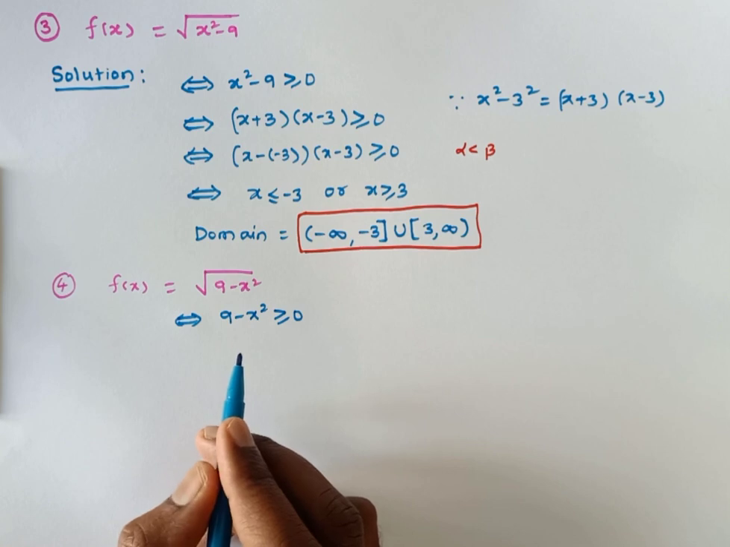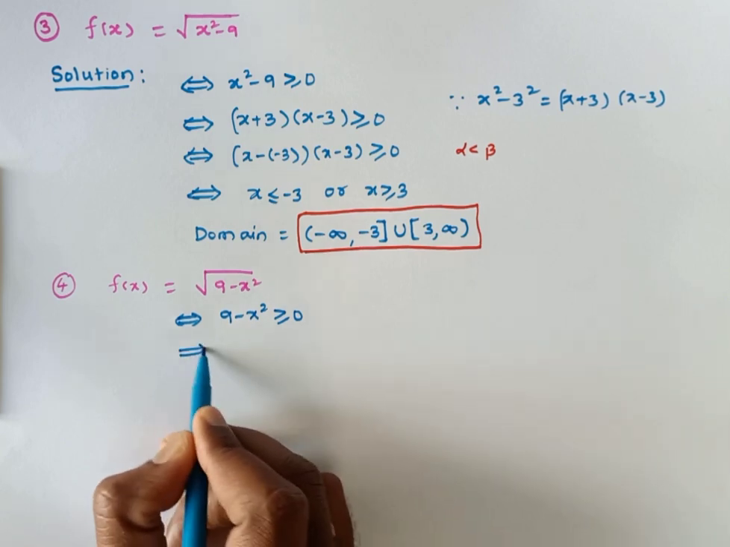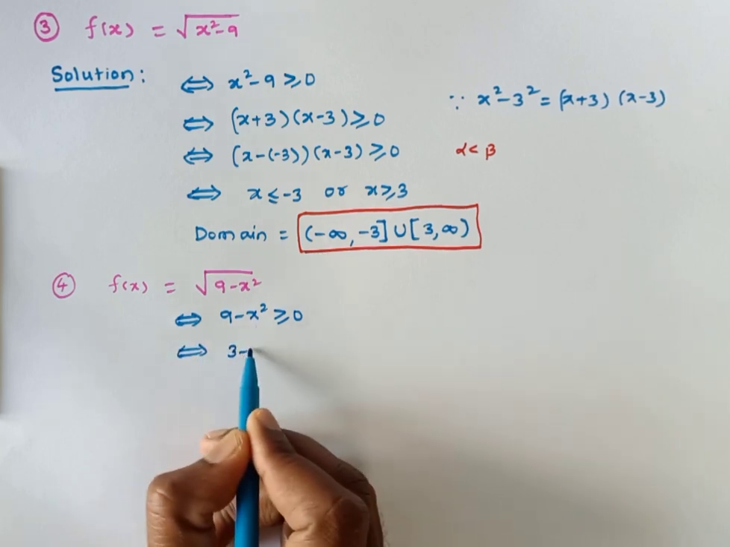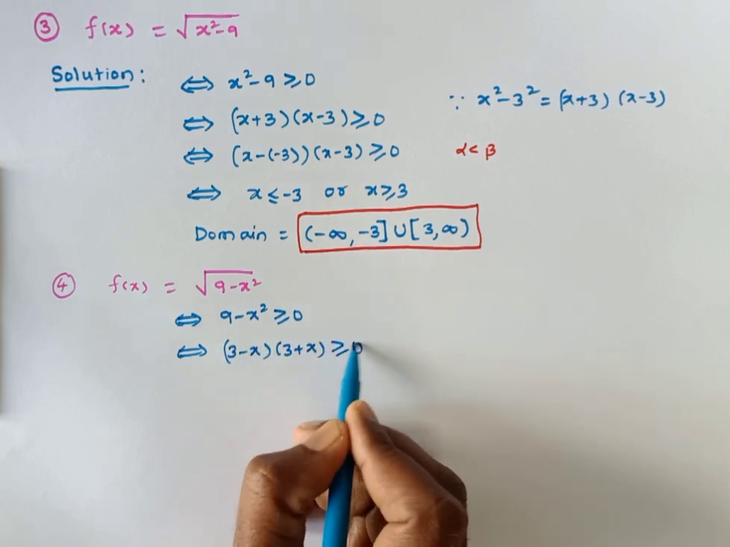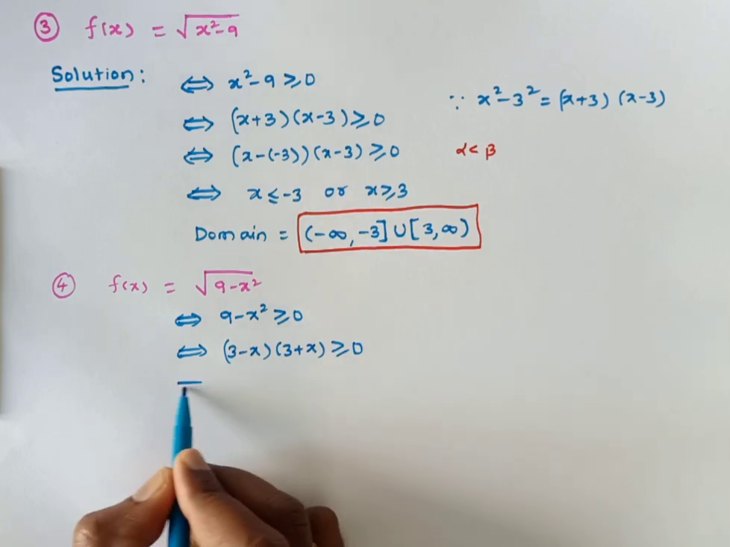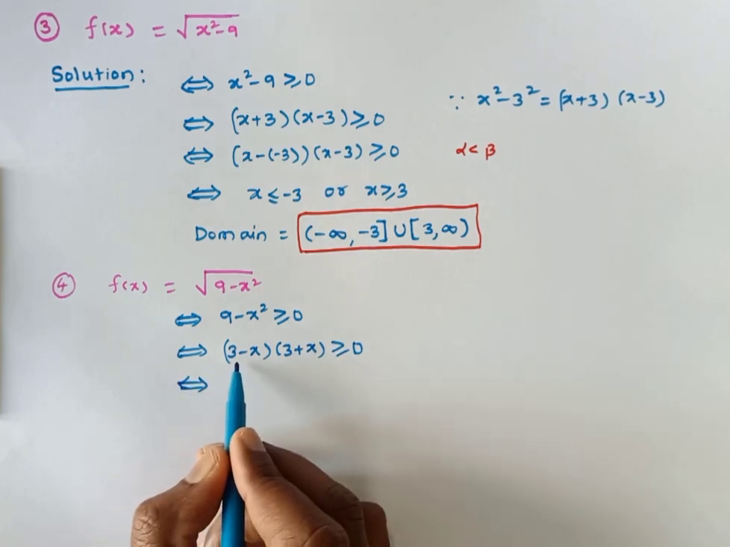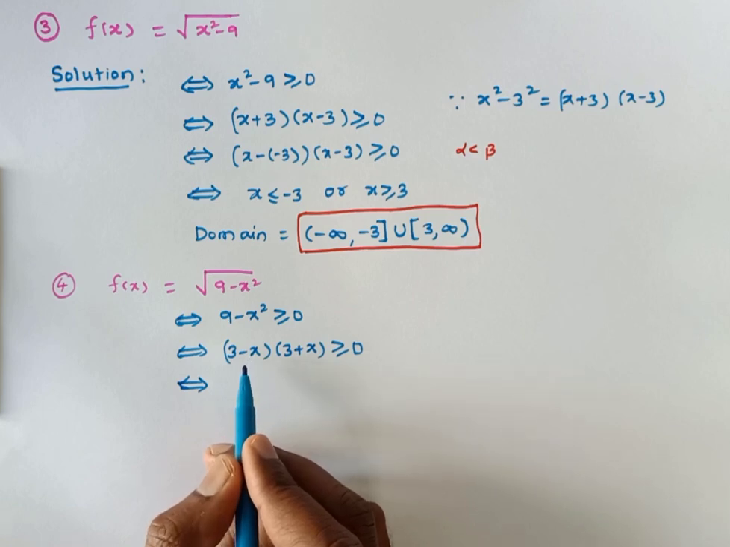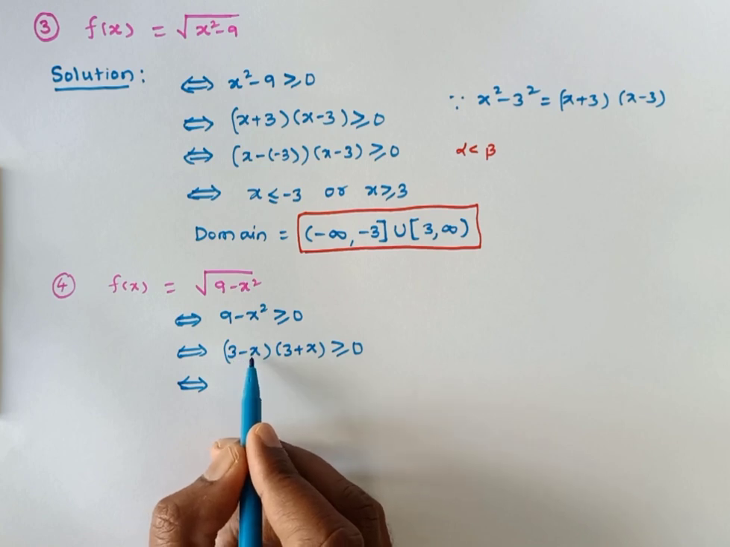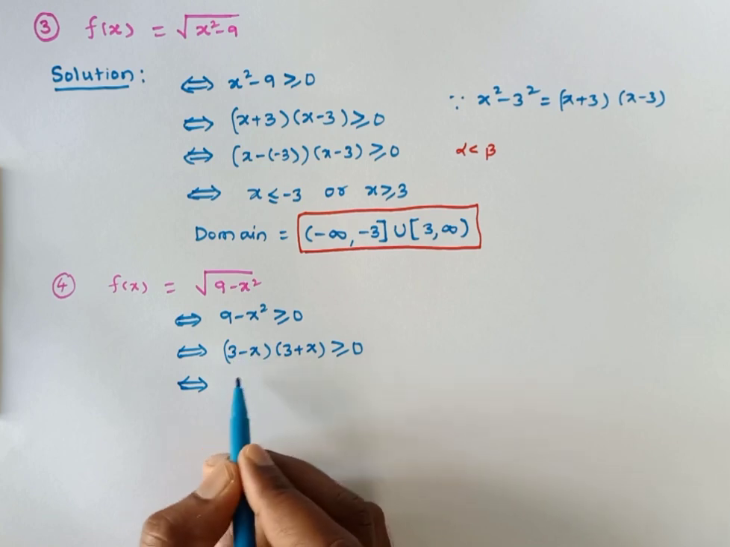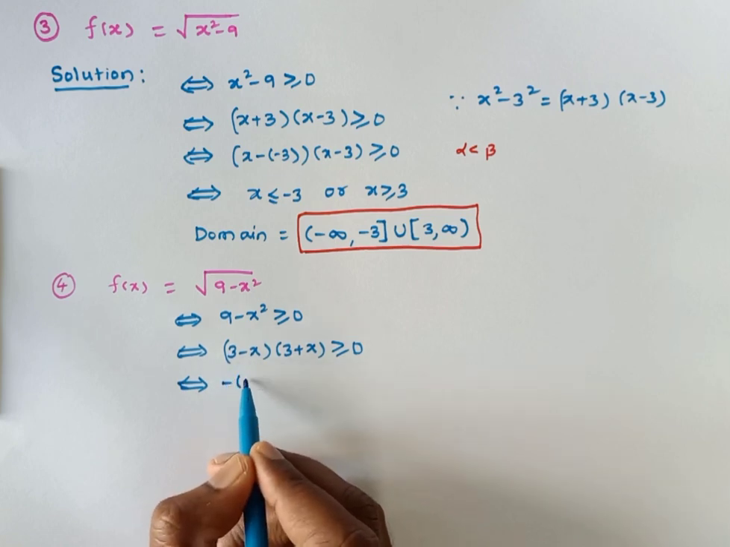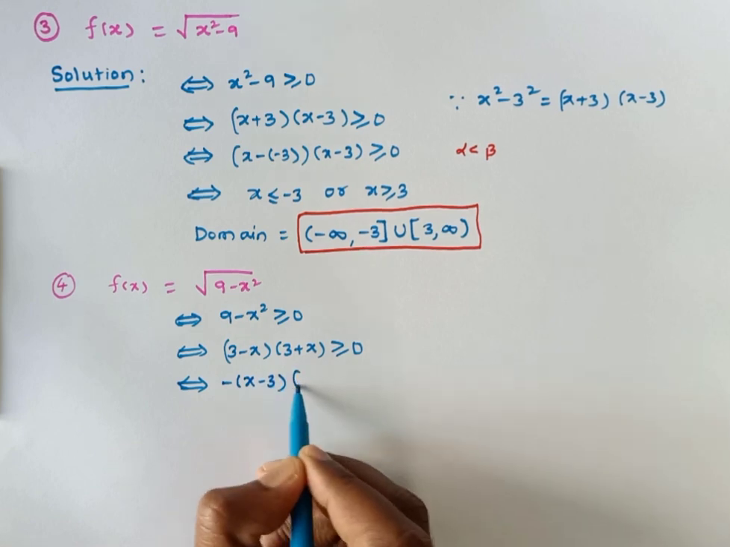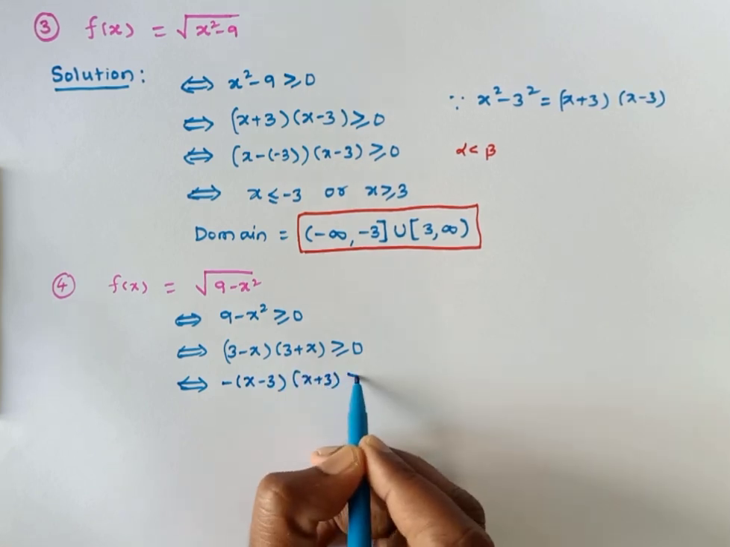9 minus x square is greater than or equal to 0 means, again it is 3 square minus x square, so it is (3 minus x) into (3 plus x) greater than or equal to 0. Now, in our note number 4, x is always a positive quantity, in the form x minus alpha and x minus beta. So let us take minus common from this: minus of (x minus 3) into (x plus 3) is greater than or equal to 0.